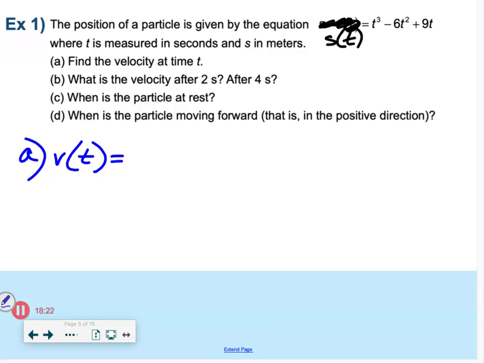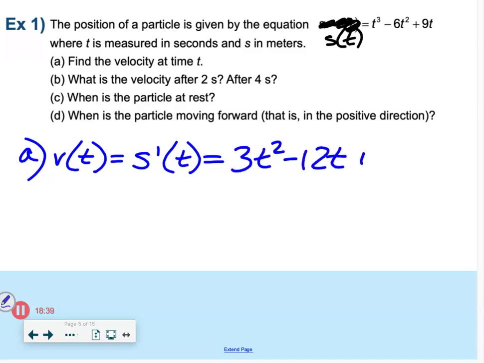All right, so how do I find velocity? Velocity is the what of the what? Derivative of the position, right? So v of t equals s prime of t. So what's the derivative of this function? Just yell it out. Plus 9. Any questions on that one? Good. Part A is done.